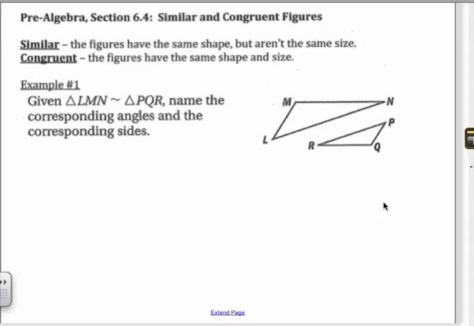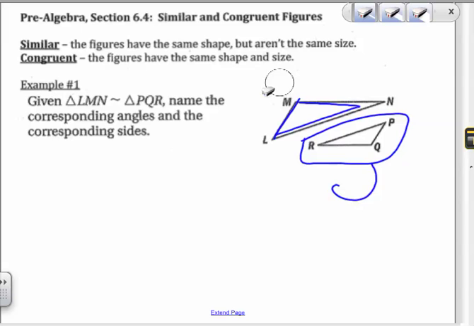Similar figures are figures that have the same shape but aren't the same size. Okay, exact same shape but not the same size. We could have a little triangle and a big triangle. In fact, you can see these two figures look like they're probably similar. If I take this bottom one and flip it around, it would probably fit inside this one exactly, but it's smaller than that one. Okay?